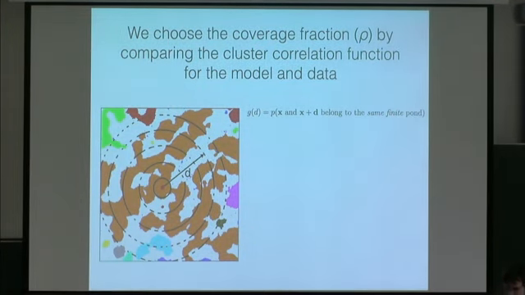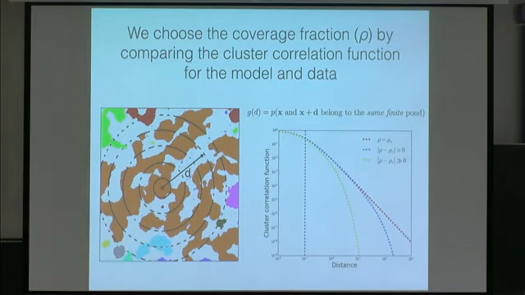Okay, so we need to choose this other parameter, the coverage fraction in the model. And we need some metric which is sensitive to this parameter. So we're going to introduce this cluster correlation function, this other type of correlation function which is sensitive to rho. It's basically the same thing. The only difference between this and the previous one is that this quantifies the probability that two points separated by a distance d are located on the same pond. So this is kind of what we'll expect this function to look like in a model.